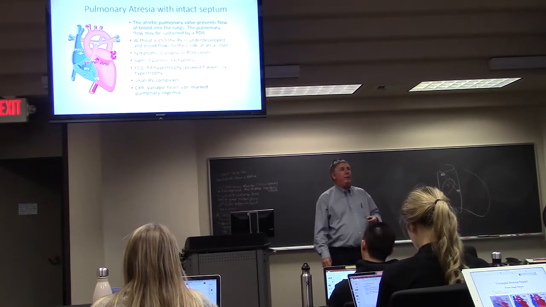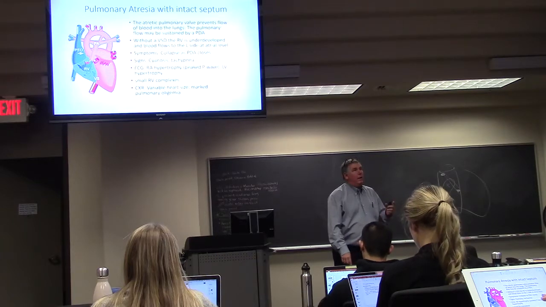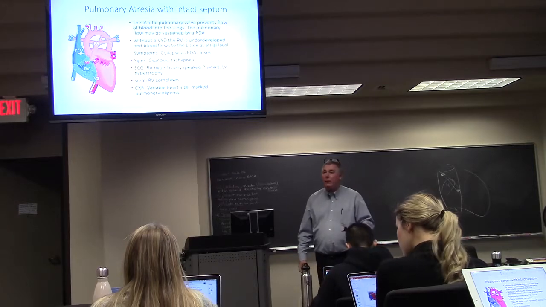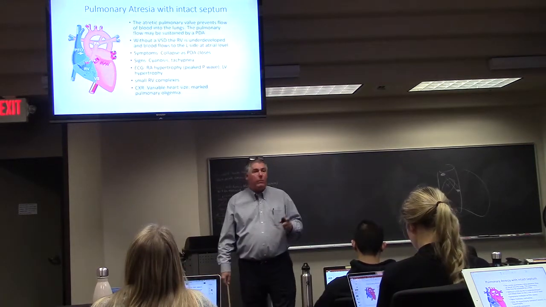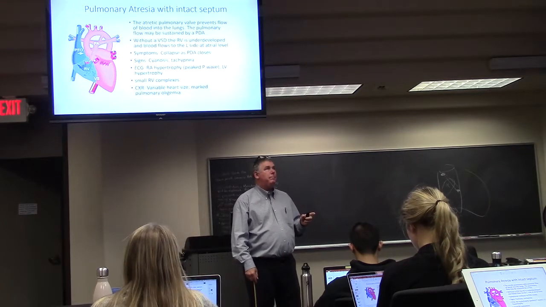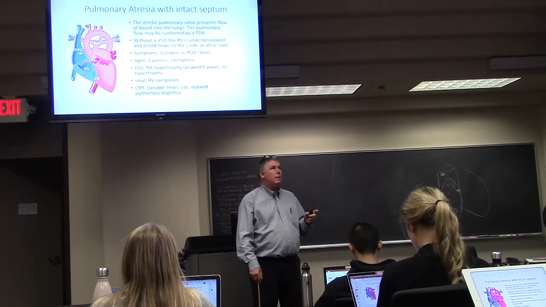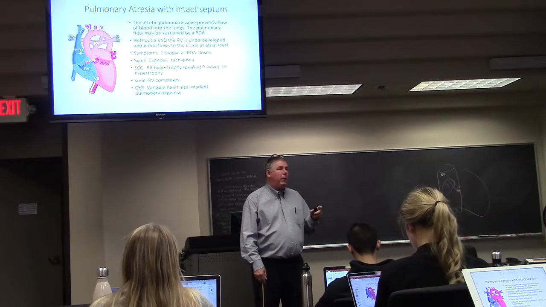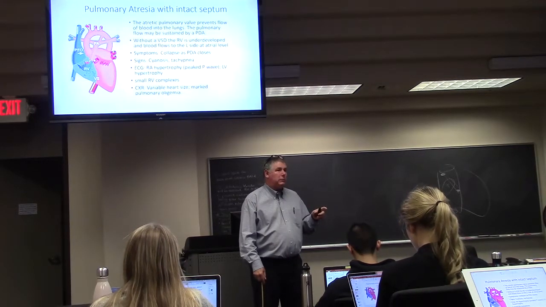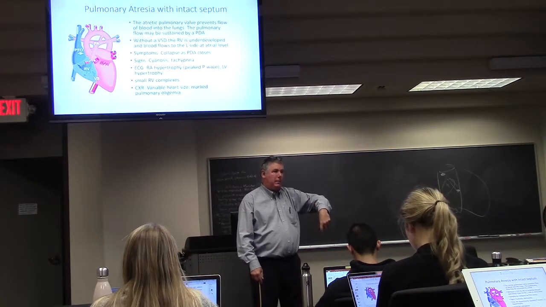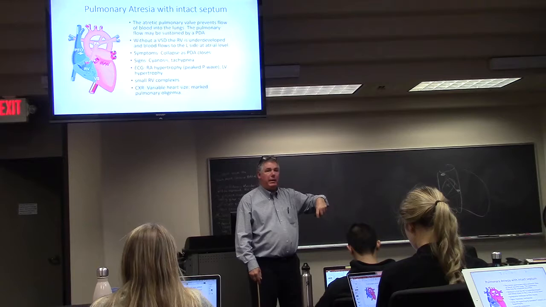Now, pulmonary atresia is the same type of deal, except the outflow from the right ventricle is blocked. So how are you going to get blood to the lungs? Through a PDA. This is one of those ductal dependent deals.